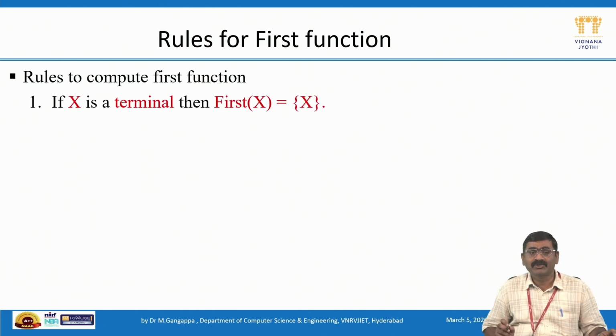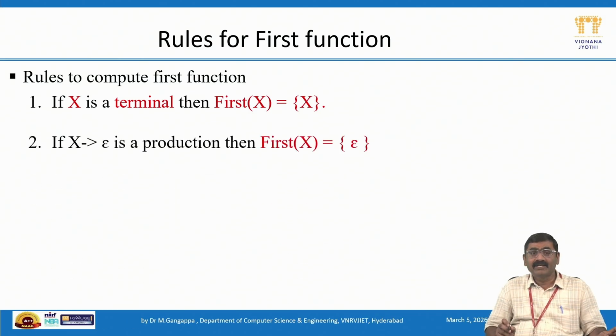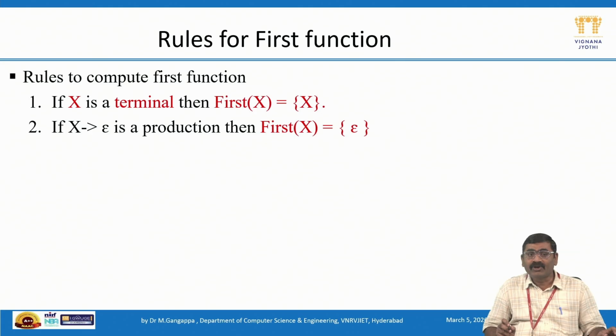First rule is, suppose x is a terminal symbol, then first of terminal is the terminal itself, because the first function's aim is to compute the first terminal. So if x is a terminal, then the answer for first of x is x only. So this is the first rule. Now the second rule is, suppose x derives epsilon is a production, then first of x gives us epsilon, because x can be replaced with epsilon. Here epsilon becomes one terminal, therefore first of x gives us epsilon.